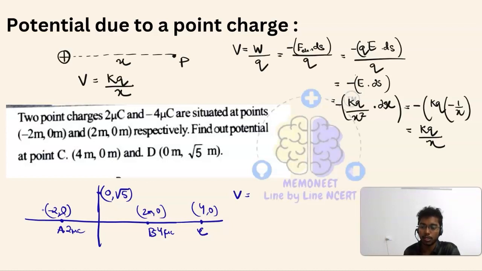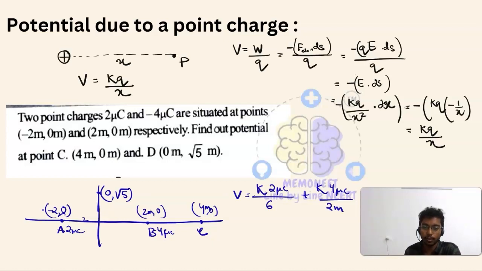The distance from the origin to A is 2 meter, and from the origin to the point C, that is 4 meter. So we can directly write K, the charge here is 2 microcoulomb upon 6 meter, plus from B we have K into 4 microcoulomb upon the distance between B and C, that is 2 meter.